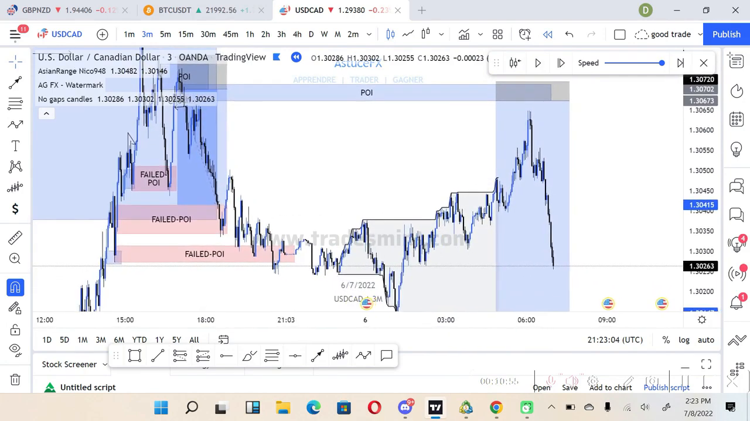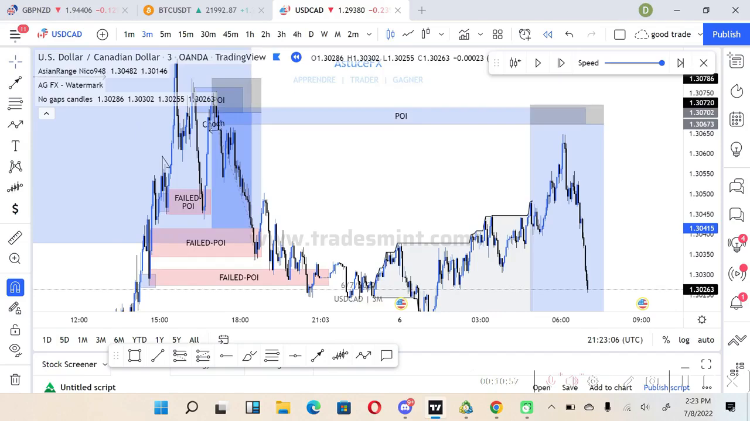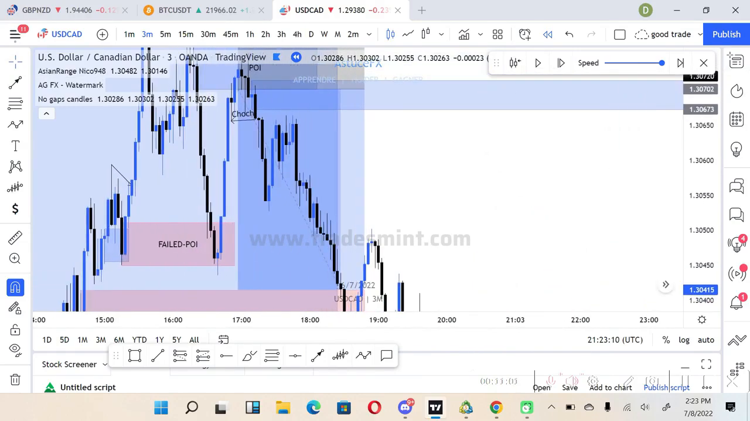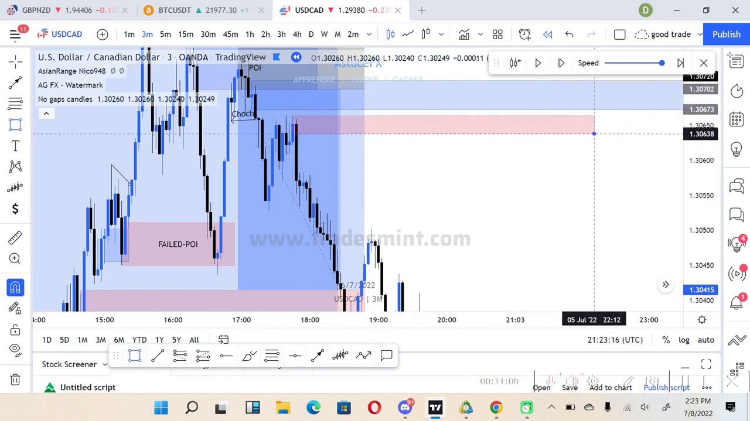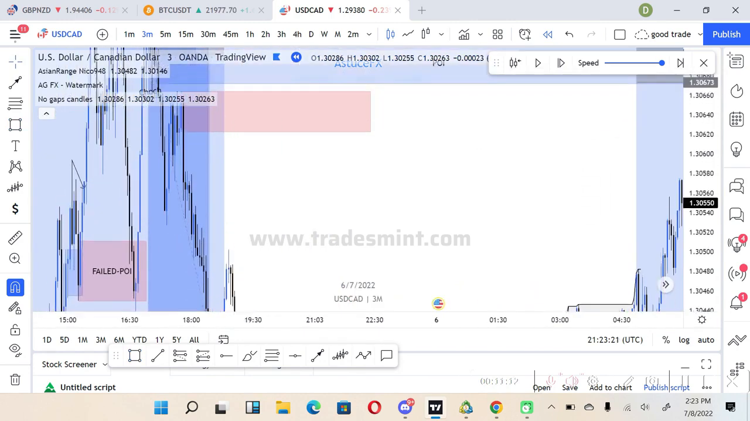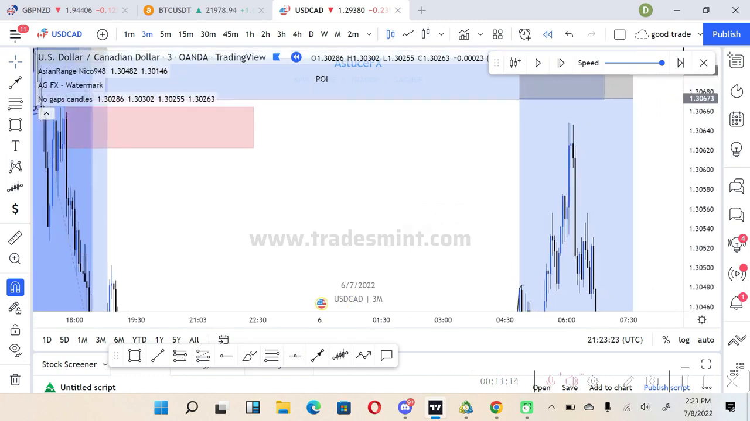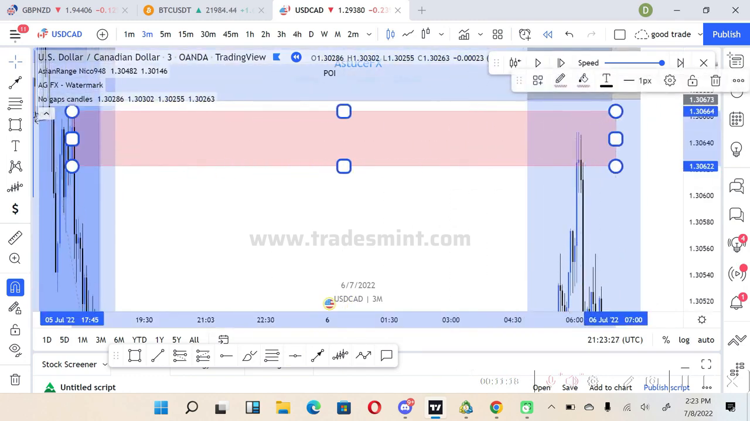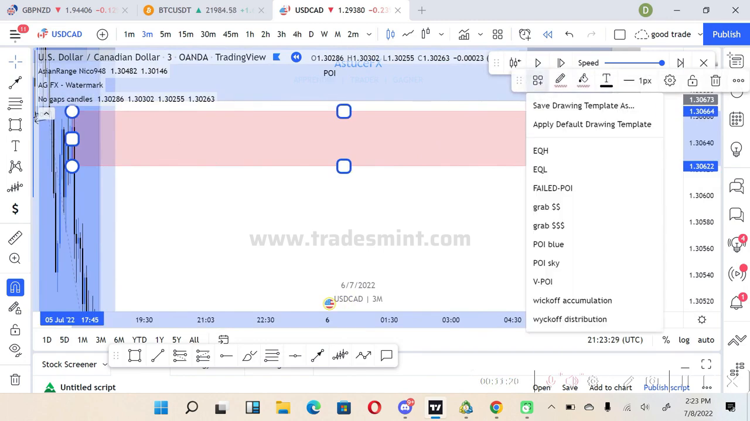Okay, from this area we didn't really react to this POI, but we can clearly see that we did react to this one. I didn't even notice. This is how you actually lose, not lose, but you miss some trade, is because you don't choose the right OB. As you are seeing now, I'm just trying to backtest. It's not like I tried this one before. Right now you guys can clearly see that I missed this POI blue.